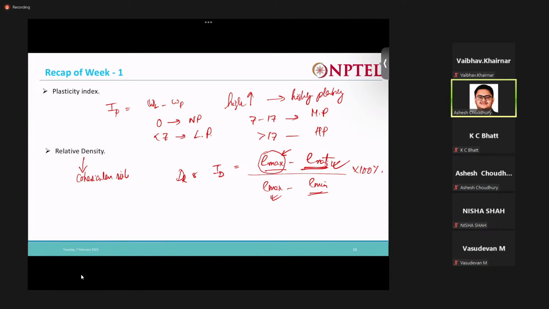So the higher the relative density, the more densely packed the soil is. If the relative density is more than 80%, we call it very dense. If it's 65 to 85%, it's dense. If it's between 35 and 65, it's medium. If it's between 15 and 35, it's loose, and if it's less than 15, it's very loose.